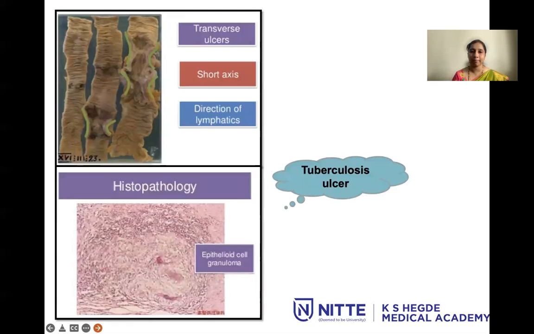So coming to common examples for ulcerative lesions, in India, the most important DD is tuberculoid ulcer. A grossly tuberculoid ulcer will be transverse, so it is seen along the short axis of the bowel. It is a transverse ulcer and seen along the direction of lymphatics. And on histopathology, you can see typical caseating epithelioid granuloma having central caseating necrosis, giant cells called Langerhans type of giant cell, epithelioid cells, and rim of lymphocytes and also fibroblasts. So tuberculoid ulcer will show transverse ulcer.